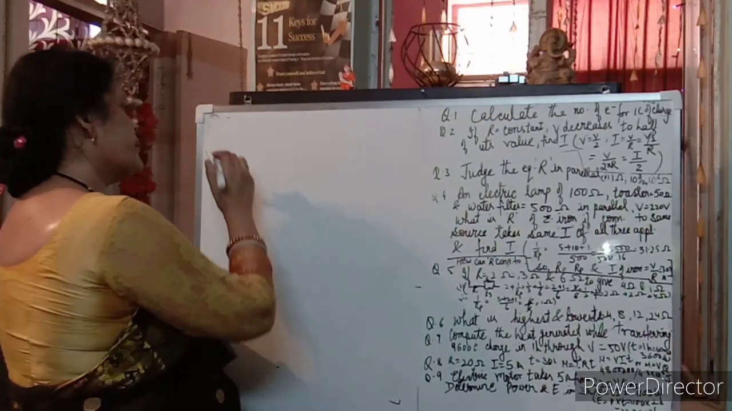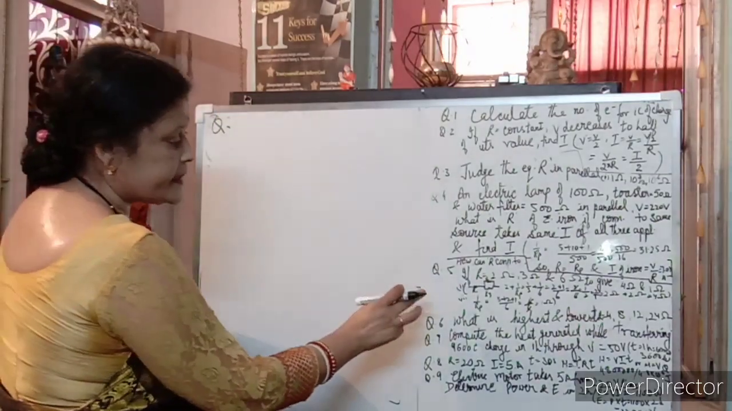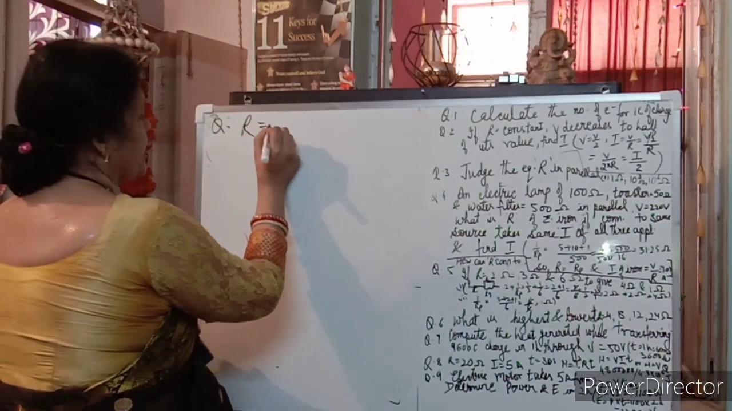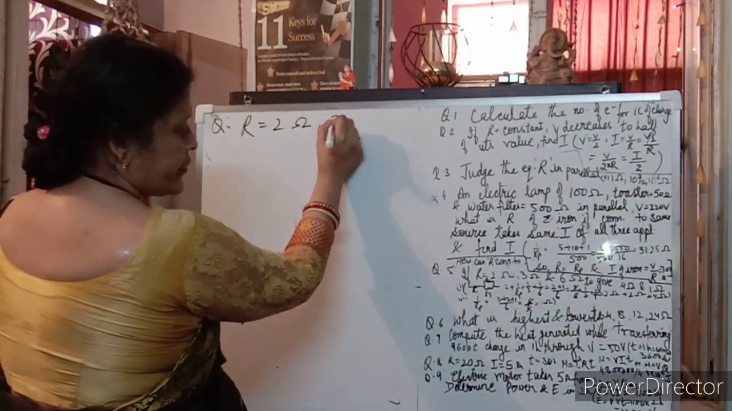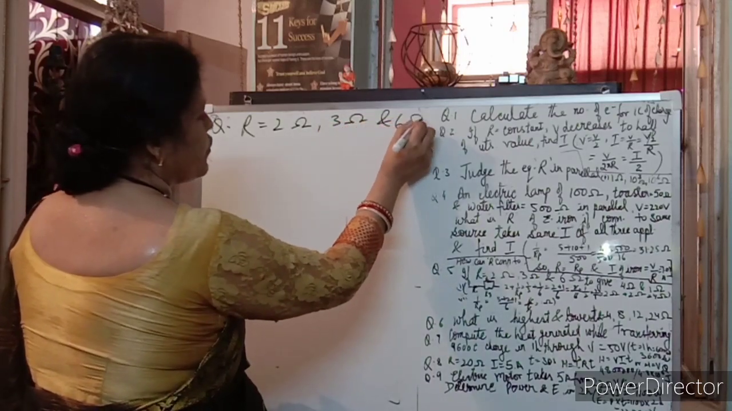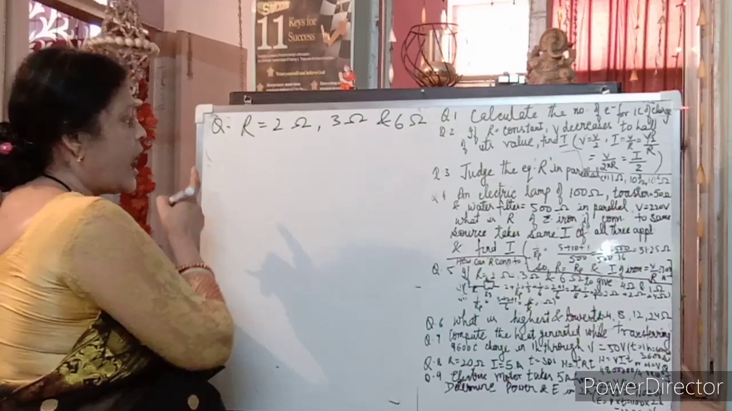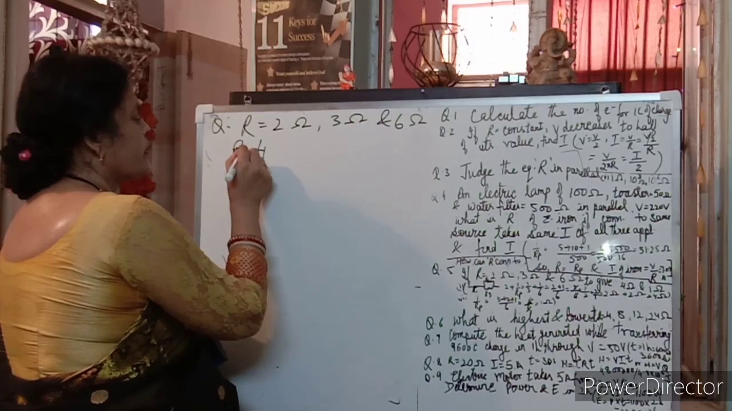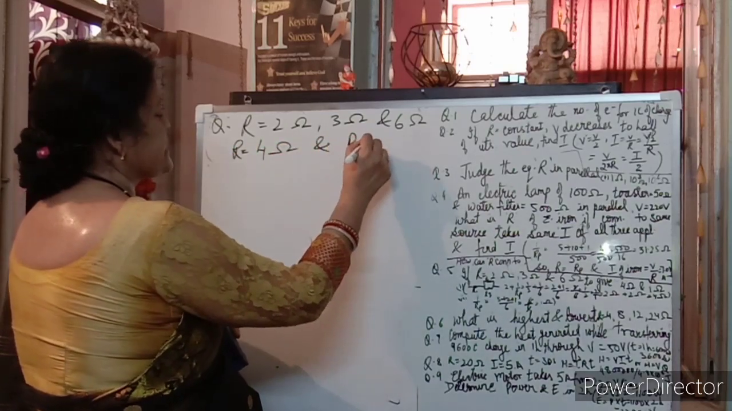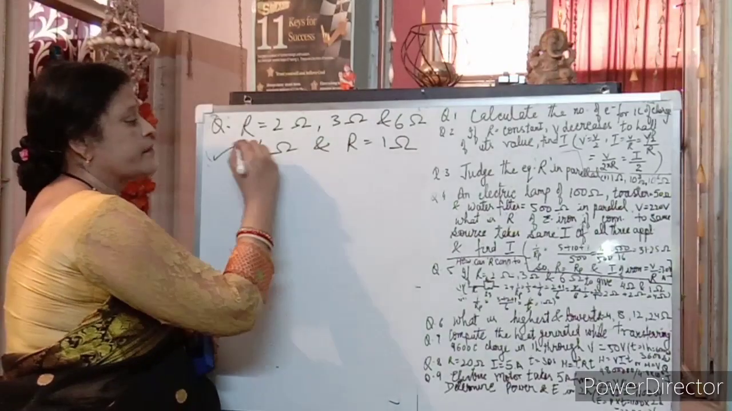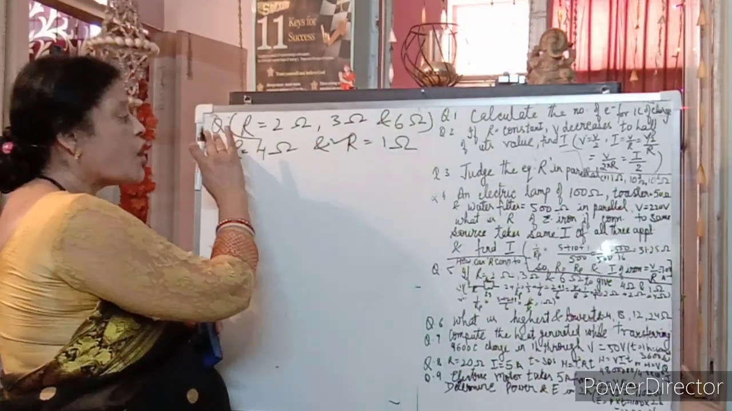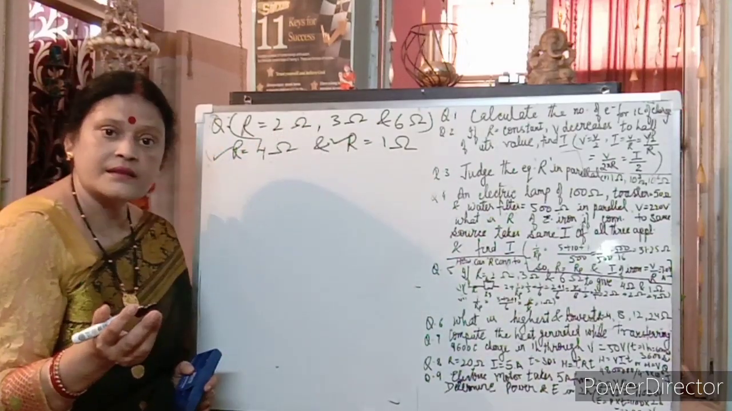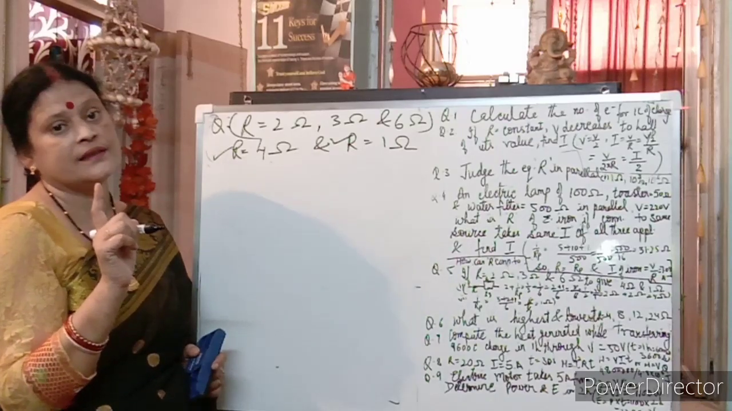Next numerical is very, very important. That is the hit and trial method. It is here, question number 5. If R is given as 2 ohm, 3 ohm and 6 ohm, how will you connect these so that they give 4 ohm and 1 ohm resistance? See, the answer has been given, and these are the 3 resistances. How will you connect these resistances so that you get this answer and this answer? Hit and trial method.